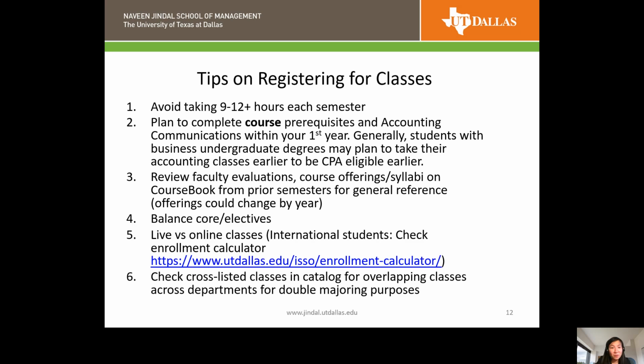Some other general tips: avoid taking more than 9 to 12 hours each semester. You want to plan to complete course prerequisites and that accounting communications class, for those of you who decide to do that, within your first year. Review faculty evaluations, course offerings, syllabi on coursebook from prior semesters for general guidance. You want to balance your core classes and your electives. Live versus online classes, international students, make sure that you check the enrollment calculator to make sure you're compliant with that. And then if you're wanting to double major, you may want to check cross-listed classes so that you can maximize the electives for both degrees so that they can overlap.